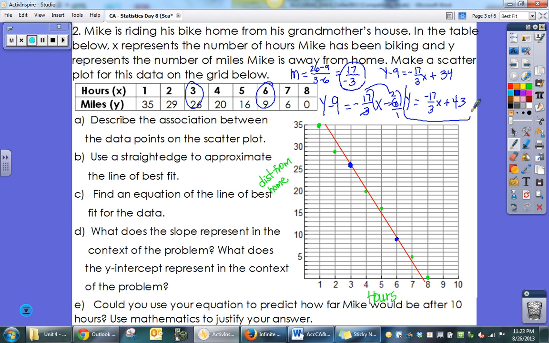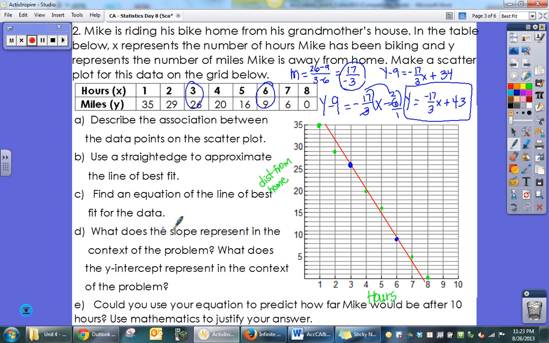So when I look at my equation and compare it to my graph, I've got a negative slope, 17 over 3, so roughly negative 6, so down 6 over 1, that looks about right. And then a y-intercept of 43, which means it would be crossing up here, which seems quite appropriate to be up here right around 43.